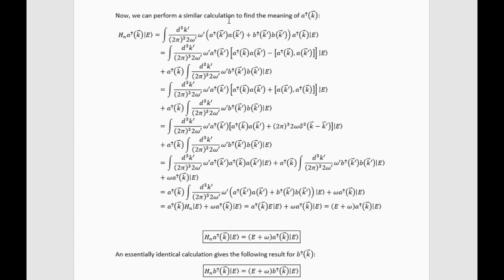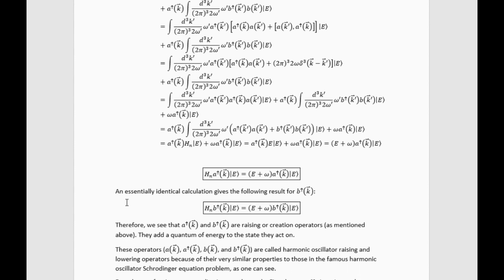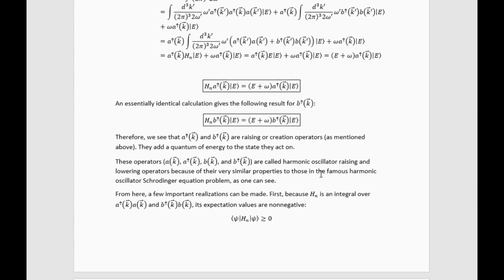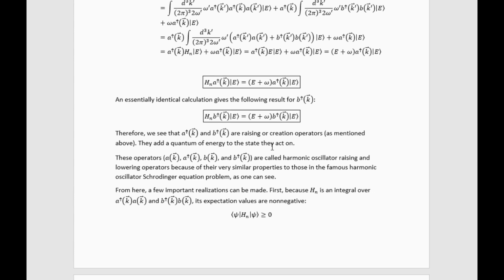Now we can perform a similar calculation to find the meaning of A dagger of k. So we apply the same Hamiltonian to this state constructed by applying A dagger of k to this postulated energy eigenstate. And again, we mess around with the commutation relations that we established above for these Fourier coefficients in order to work it down to something we can simplify into a nice understandable result, which is given here. An essentially identical calculation gives the same result for the B dagger of k operator, so we have this here. From here we see that A dagger of k and B dagger of k are raising or creation operators as mentioned above. They add a quantum of energy to the state that they act on.